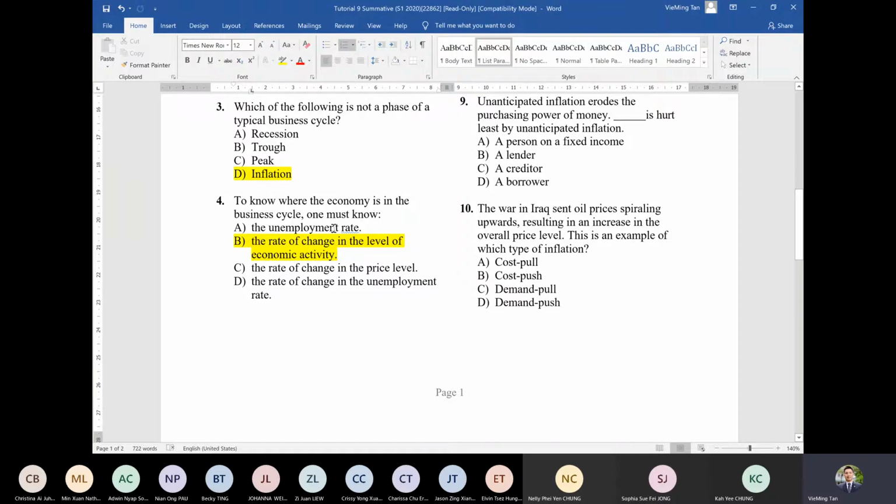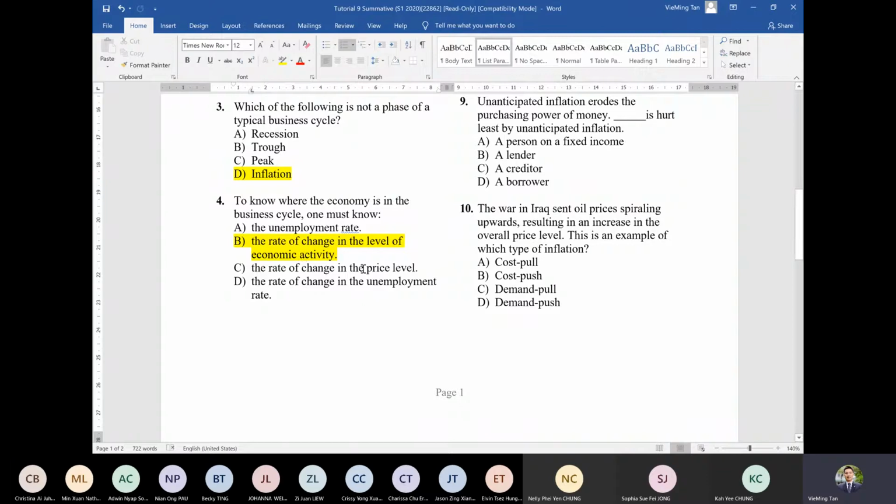Some students may ask, how about unemployment? Unemployment is caused by B, in fact. It depends on the economic activity. So the best answer is still economic activity, because the economic activity is telling us everything about the unemployment problem, inflation problem.